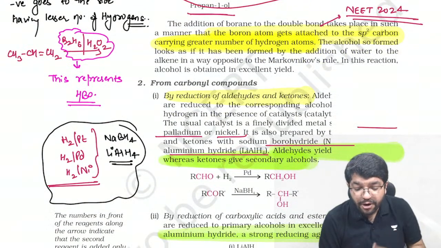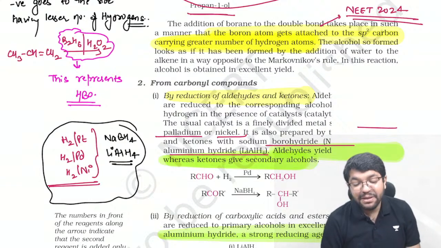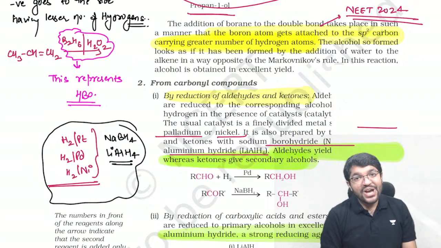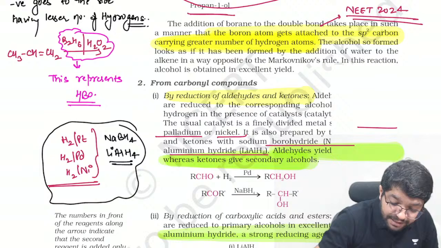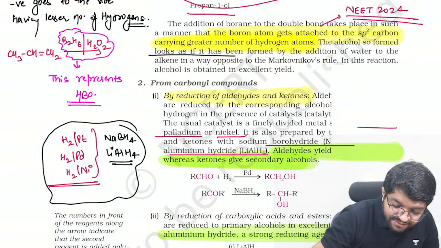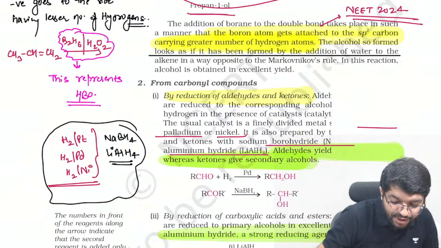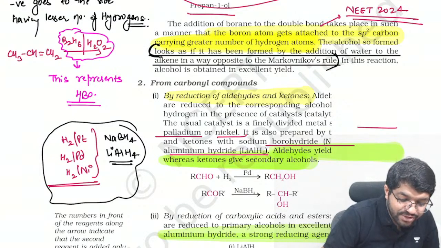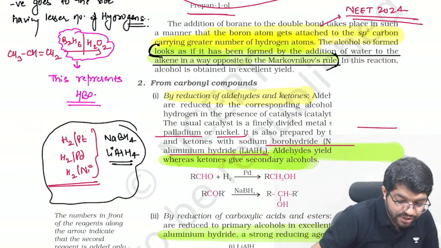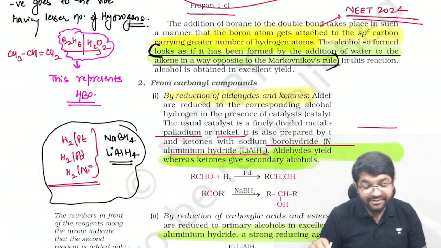The alcohol so formed looks as if it has been formed in the way opposite to the Markovnikov rule. Most important statement of this chapter. It looks as if it has been formed by the addition of water to the alkene in a way opposite to the Markovnikov rule. Wow. So beautiful, so elegant.